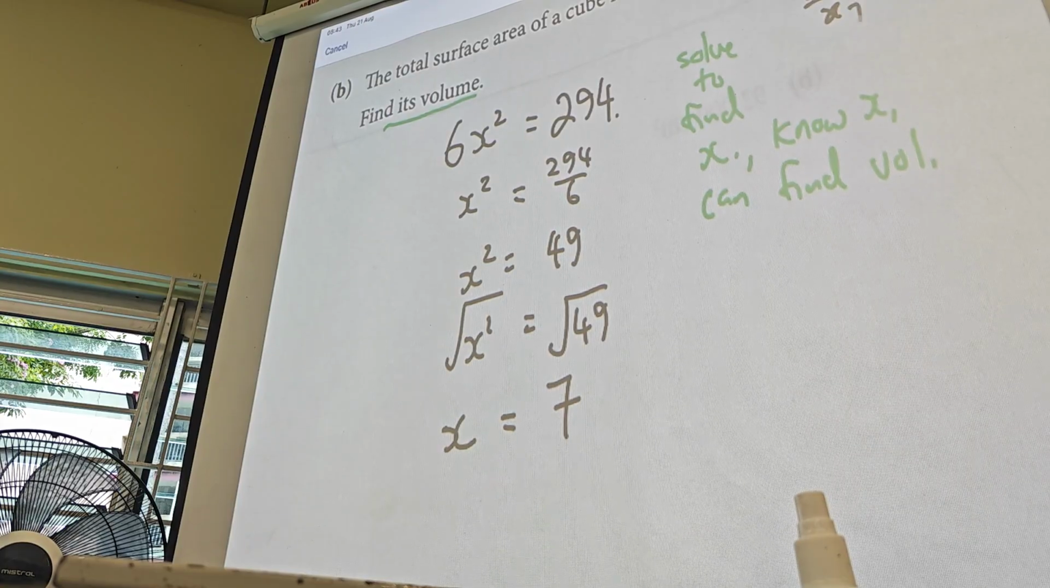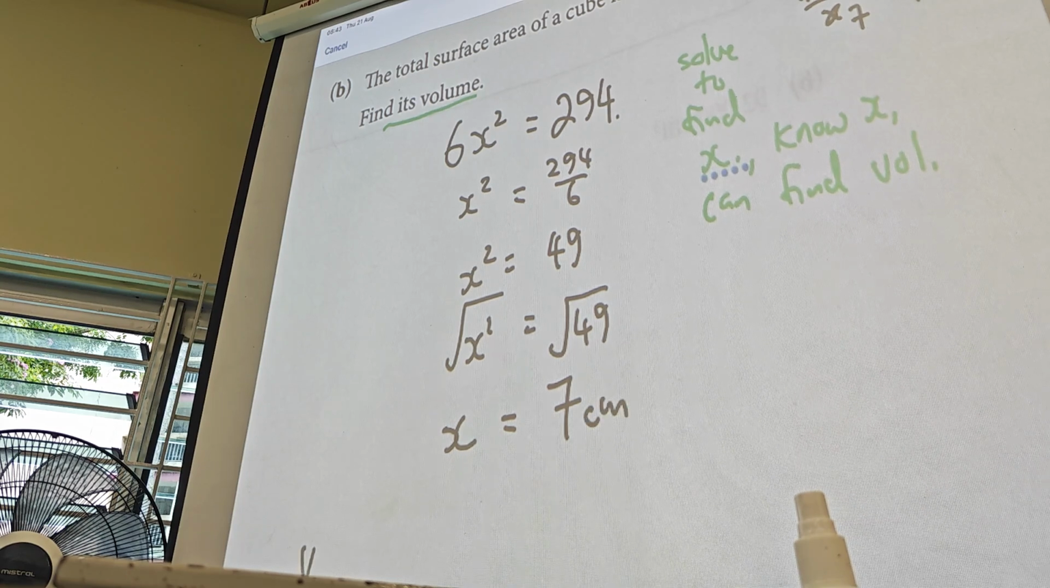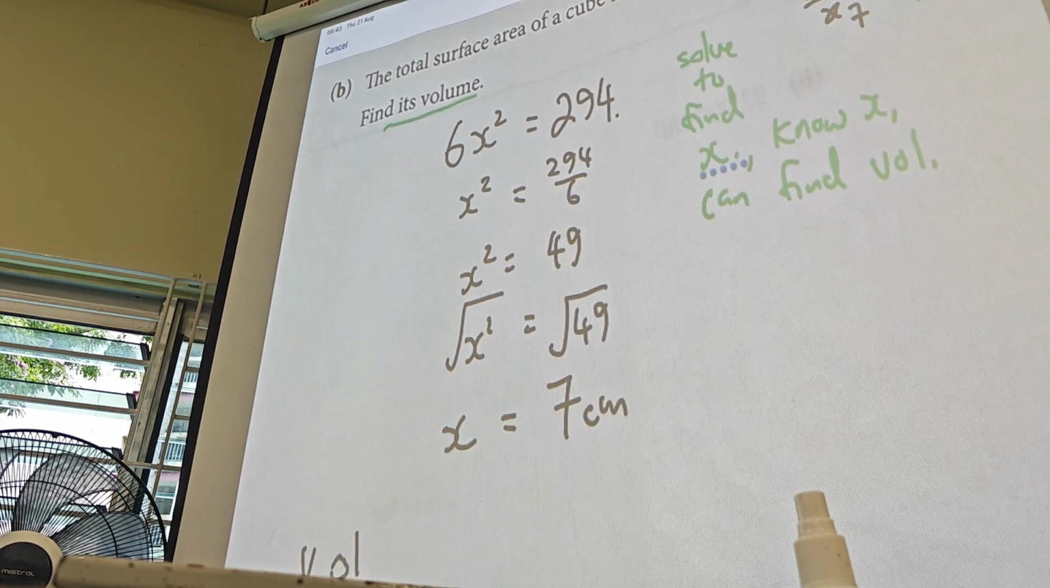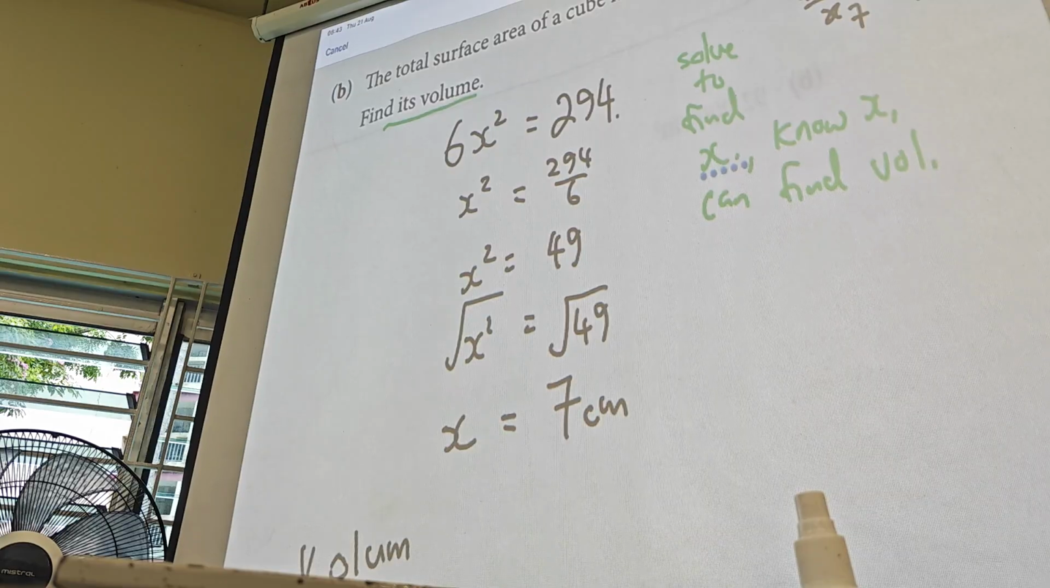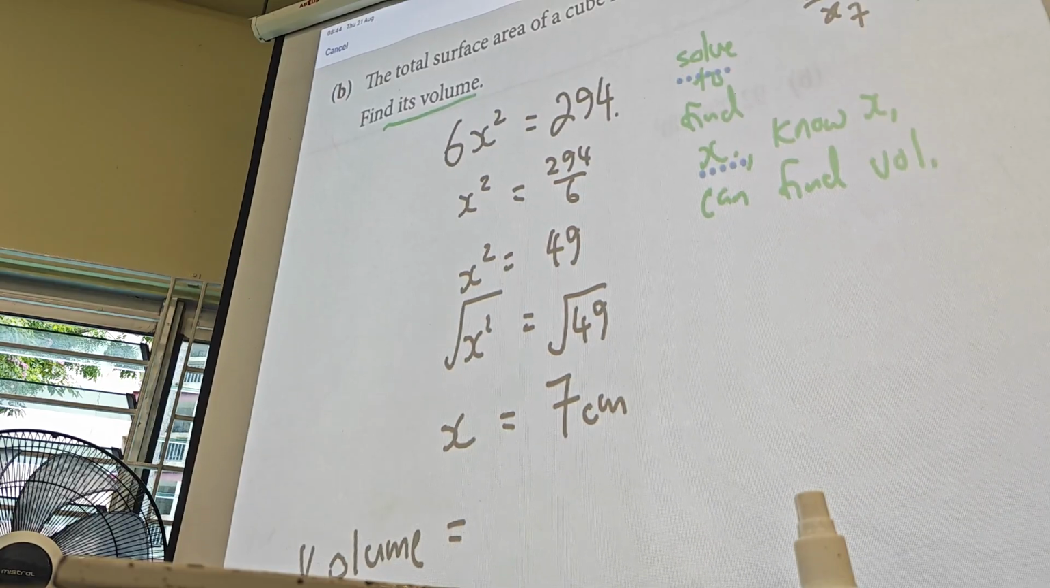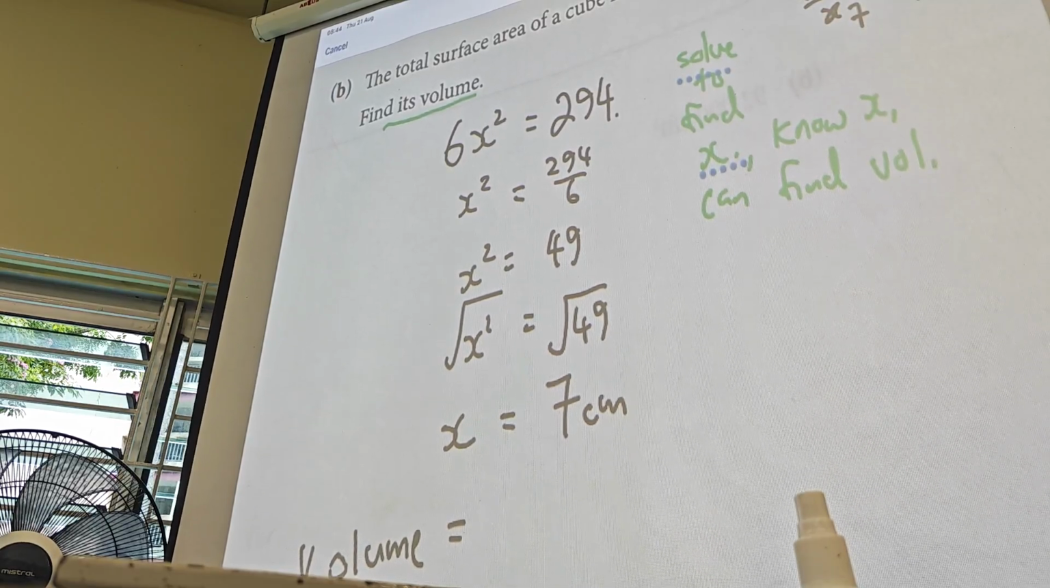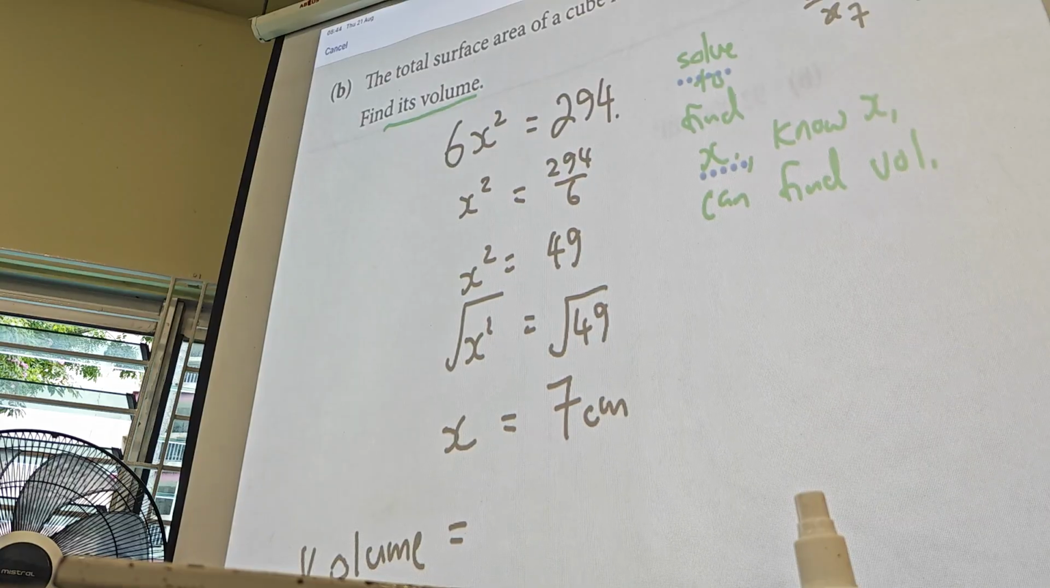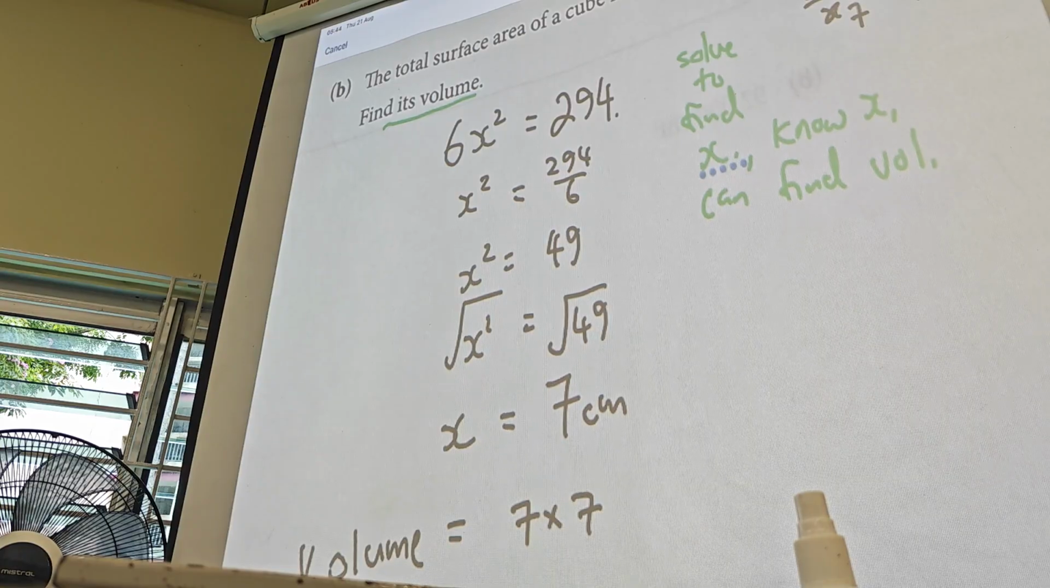So now I have this cube that all the sides are 7. If I want to find the volume, it is the length times breadth times the height. 7 times 7.